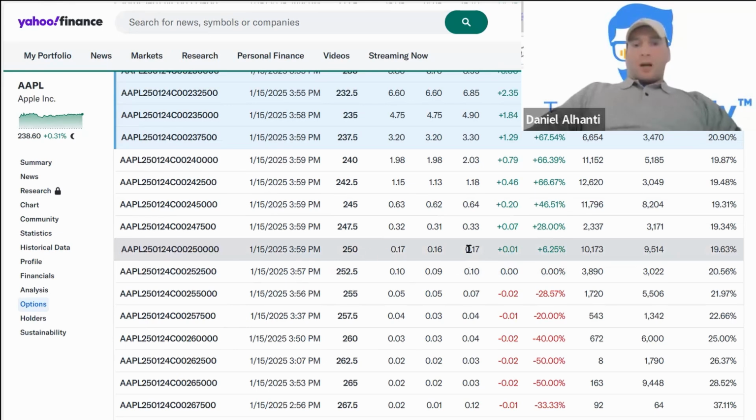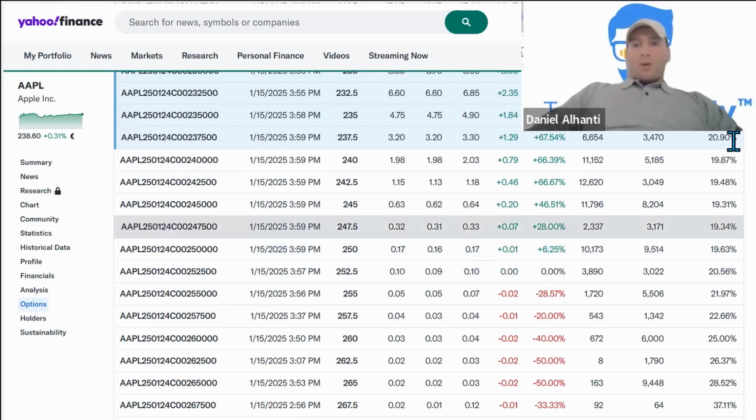So if this starts to go up, this can easily double or triple or quadruple, right? So on all the way to the right, this is IV. This is called implied volatility. The sweet spot for now, Apple is a really large company. It doesn't have a large implied volatility.